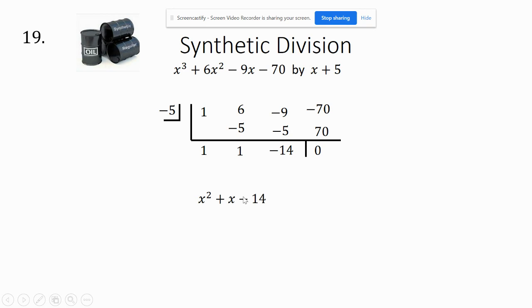So this factors to x squared plus x minus 14. Because I have an x cubed up here, I have x plus 5, so I have to have one less. That's why it starts with x squared plus x minus 14. That's why I make this little bar here, so I don't make that mistake, because I sort of did it wrong.